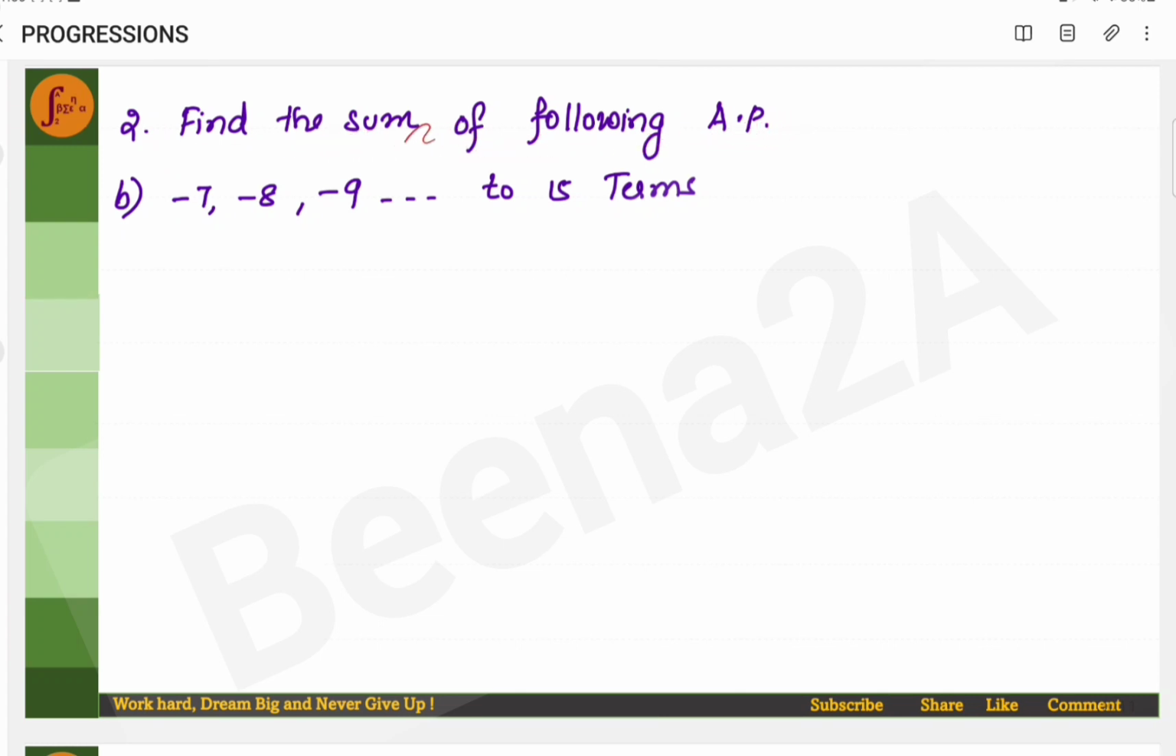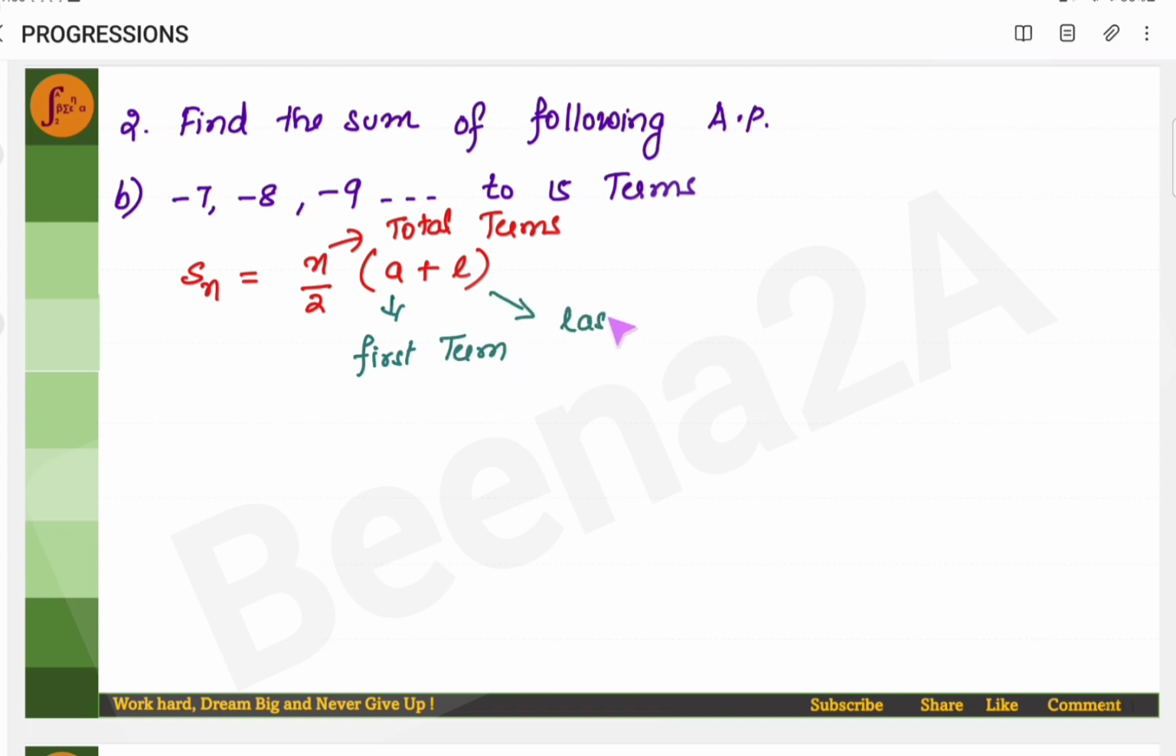Now let's find the sum of the arithmetic progression, the total. Let's remember the formula for sum. What is the formula for sum? Sn is equal to n by 2 into a plus l. What is n? N is the total terms. A is the first term. L is the last term. S is the sum.